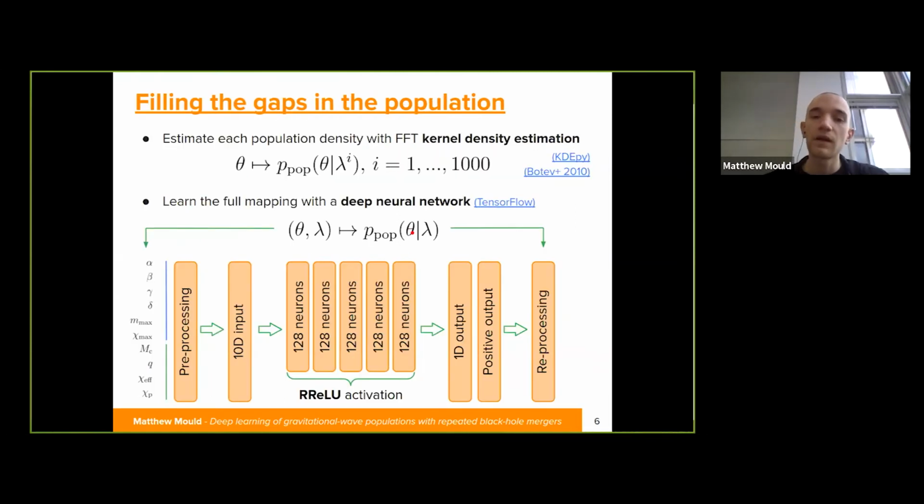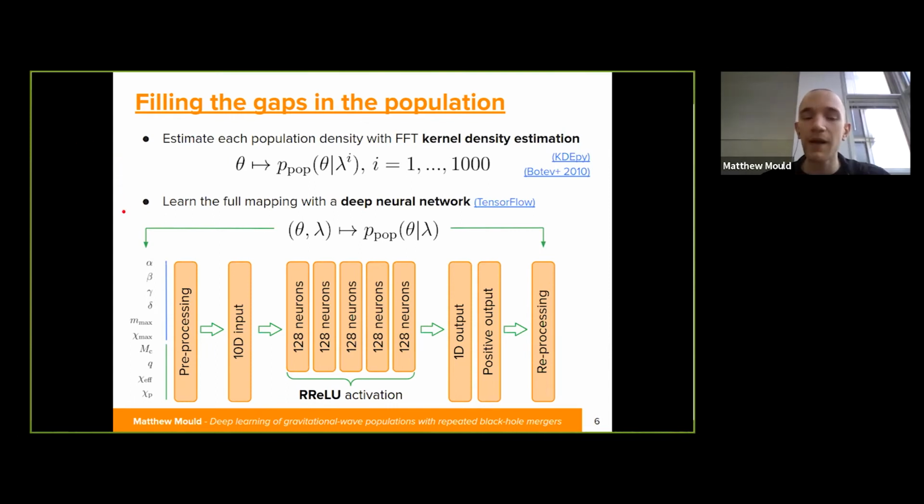Now, in order to constrain the population, we have simulations performed at a finite number of points in the parameter space. So we want to construct an emulator which can accurately model those simulations in a continuous fashion. So here's where we use some deep learning techniques. For the population model, we start by, for each simulation, generating a bunch of samples using kernel density estimation. So we have a bunch of samples approximating the population density at many points in the parameter space.